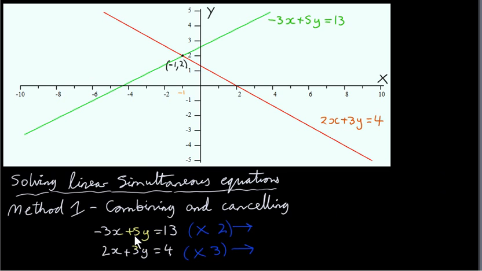So what I will do here is take this equation and multiply it by 2. The reason why is because I want to turn this term into minus 6x. If I multiply the second equation by 3, I will turn this term into plus 6x.